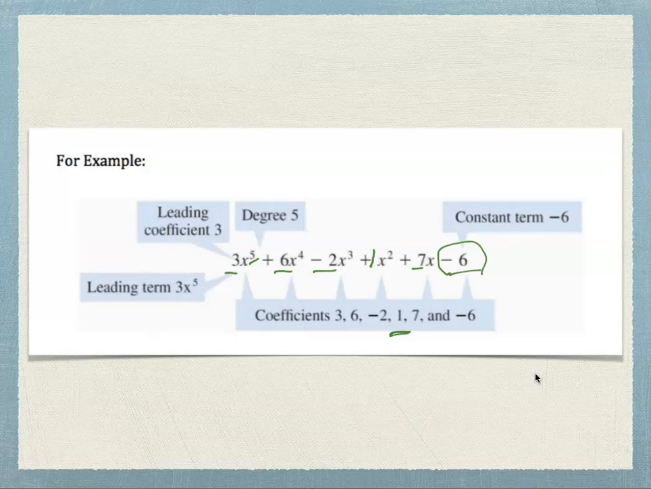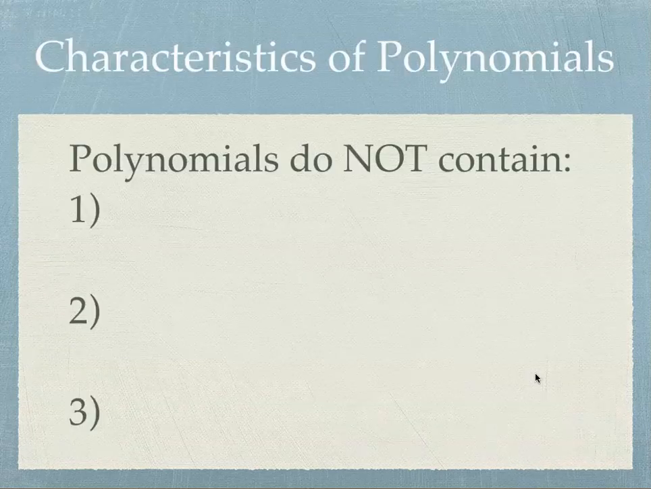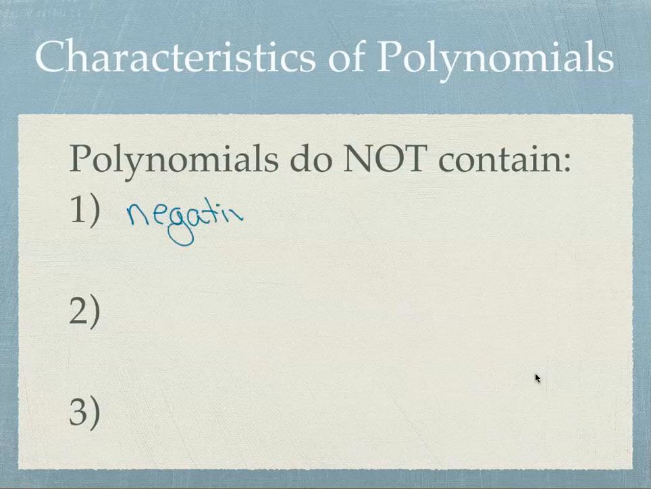All right. Sometimes it's easier to talk about what a polynomial is if you talk about what it isn't. What does it not contain? So the first thing that a polynomial does not contain is negative exponents. If you see a negative exponent, you know that you are not dealing with a polynomial. Okay. So something like 2x to the -3, not a polynomial.